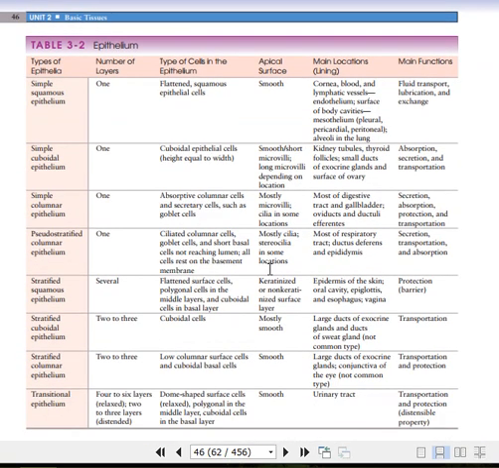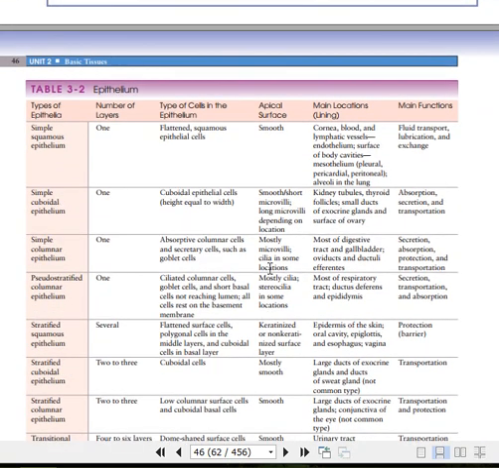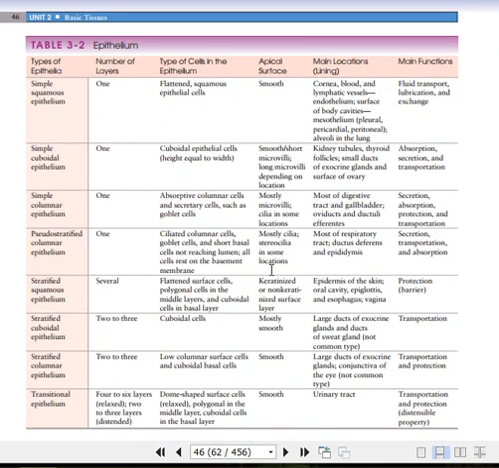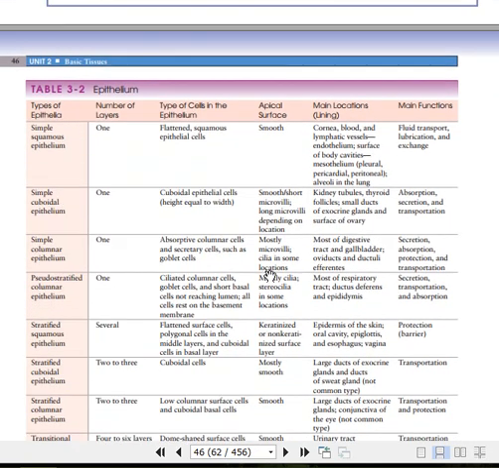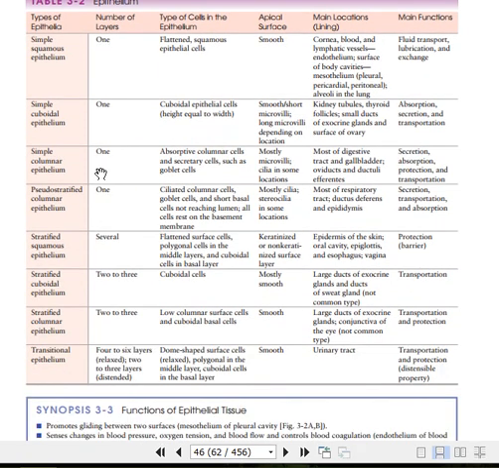So now, in summary, let's visualize the summary of each of the epithelium types. The first thing is the types of epithelium. So we have seen these types of epithelium. You have the simple squamous epithelium. For all the simple, the number of layers is going to be 1. Now for pseudostratified also, the number of layers is 1, as I've told you.